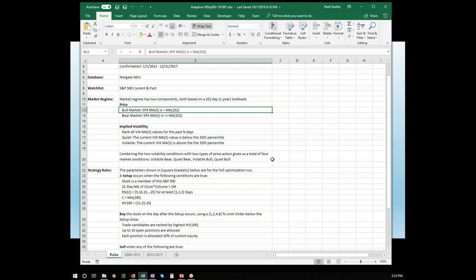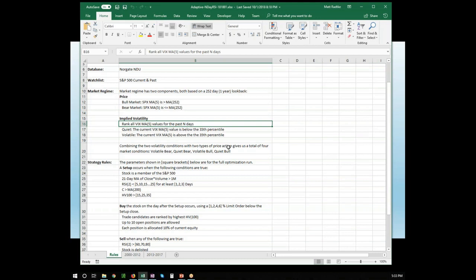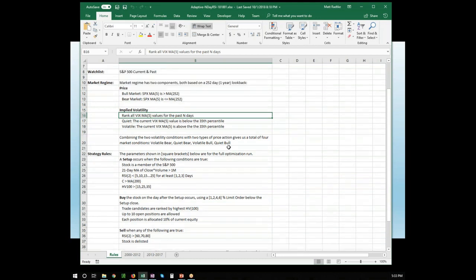One thing that we don't want with our market regime is for it to be whipsawing back and forth between different regimes too quickly, because that just makes it very difficult to really figure out which set of parameters you should be using. And so a bear market is when the 5-day moving average of the SPX is below its 252-day moving average. In terms of the volatility, I'm using VIX, so I've got a view of implied volatility.